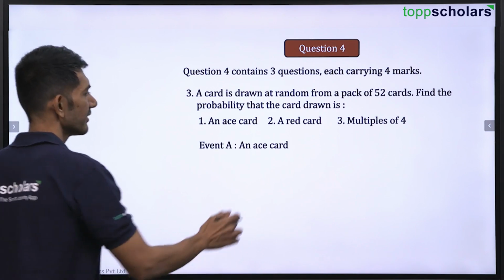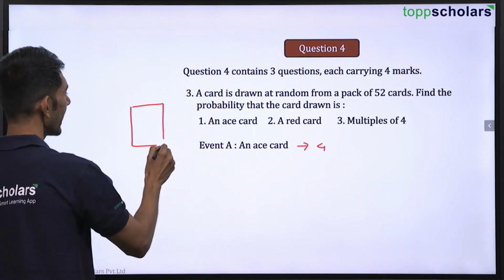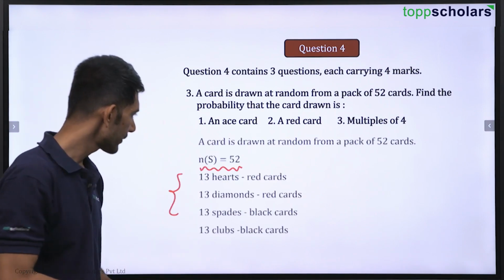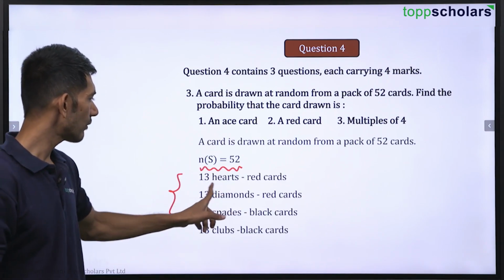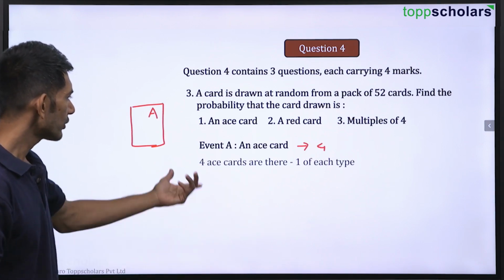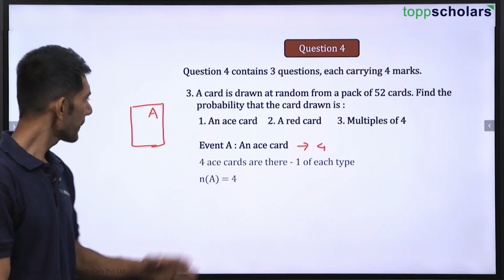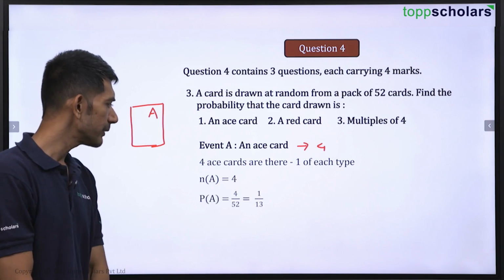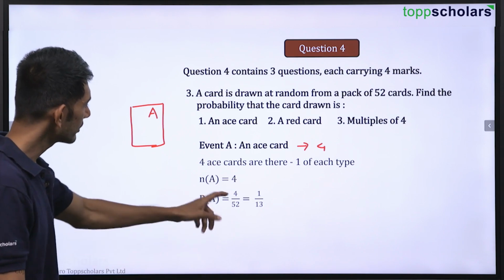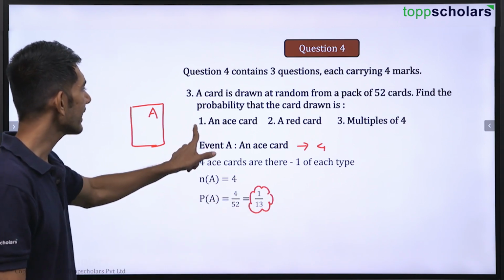So ace card. There are 4 ace cards. When I say ace cards, the card that has A written on it. There are 4, 1 of each, right? That is 1 of heart, 1 of diamond, 1 of spade, 1 of club. So this is very simple. So there are 4 ace cards, 1 of each type. So can I say n of A is 4 if A is an event? Then what will be the probability of event A? Probability of event A will be 4 by 52. 4 by 52 is nothing but 1 by 13. So 1 by 13 is nothing but the probability of getting an ace card.